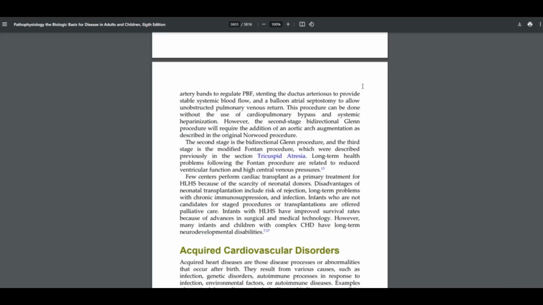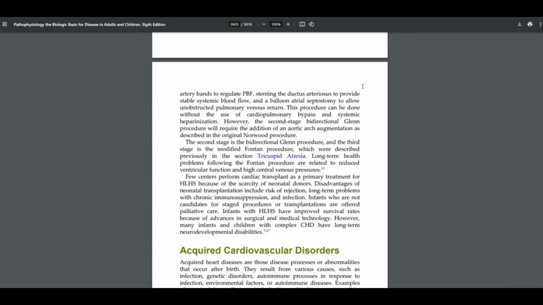However, the second stage, a bidirectional Glenn procedure, will require the addition of an aortic arch augmentation, as described in the original Norwood procedure. The second stage is the bidirectional Glenn procedure, and the third stage is the modified Fontan procedure, which were described previously in the section regarding tricuspid atresia. Long-term health problems following the Fontan procedure are related to reduced ventricular function and high central venous pressures.